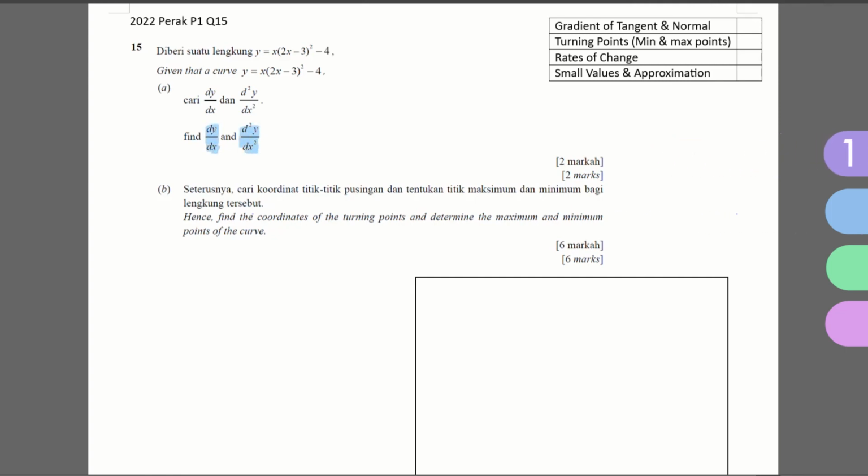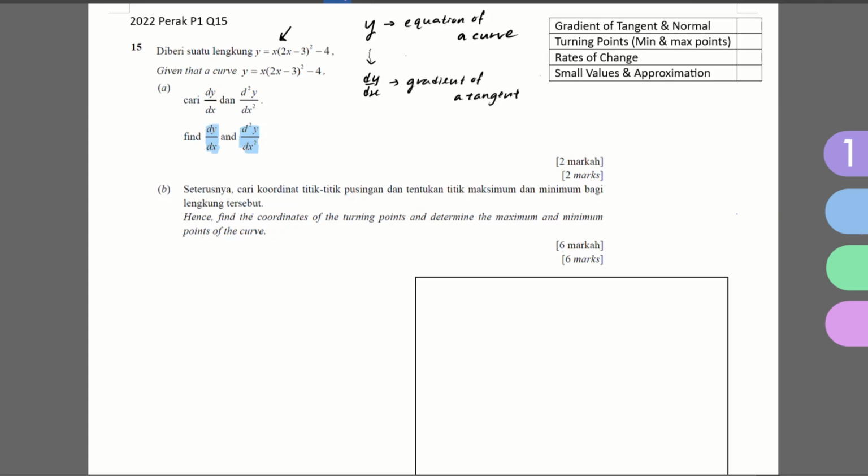First I will introduce the three levels in differentiation. The first level would be y, which represents the equation of a curve. If we differentiate y, we will get the second layer, which is dy over dx. This helps us to find the gradient of a tangent.